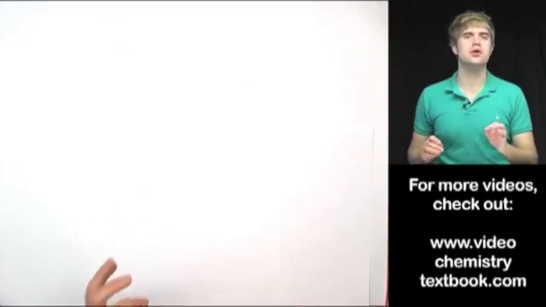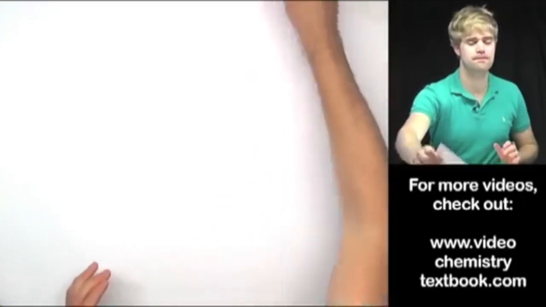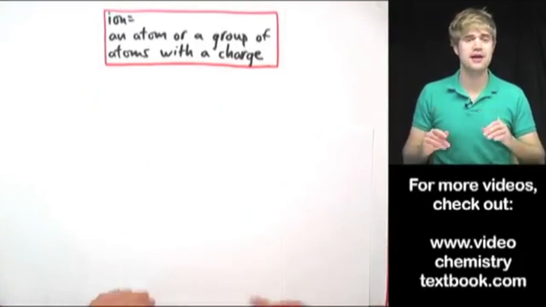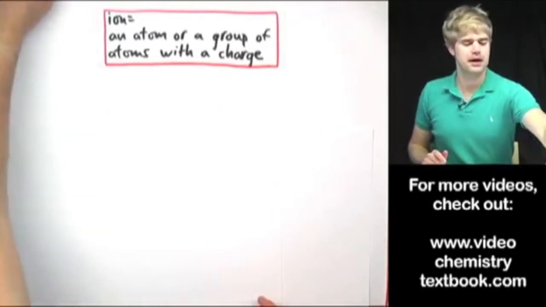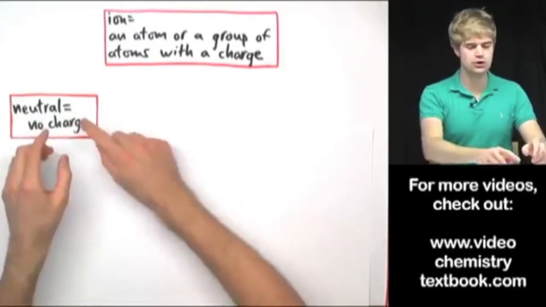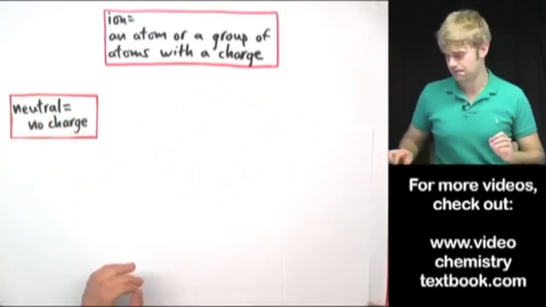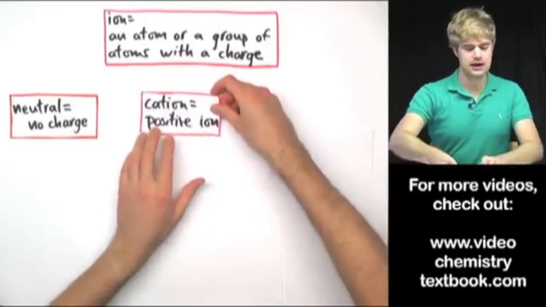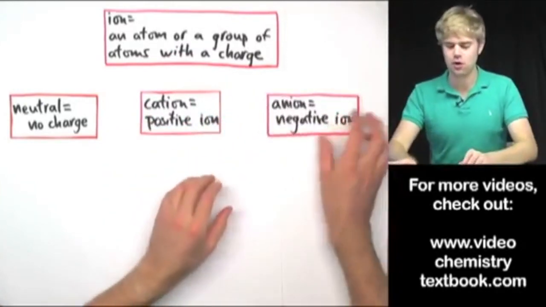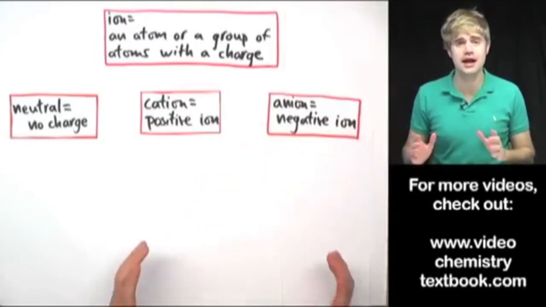Okay, here's just a little bit of vocabulary for review. So an ion is an atom or a group of atoms that have a charge. Now it's possible for an atom to be neutral, which means it has no charge, means it's not an ion. But if something is an ion, it can be either a cation, which is what we call a positive ion, or it can be an anion, which is a negative ion.